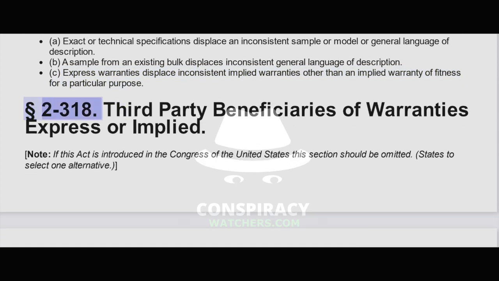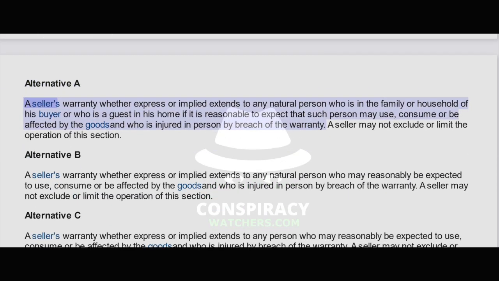Section 2-318. Third-party beneficiaries of warranties, express or implied. Alternative A. A seller's warranty, whether express or implied, extends to any natural person who is in the family or household of his buyer or who is a guest in his home if it is reasonable to expect that such person may use, consume or be affected by the goods and who is injured in person by breach of the warranty. A seller may not exclude or limit the operation of this section.